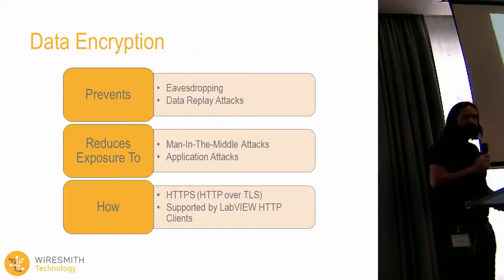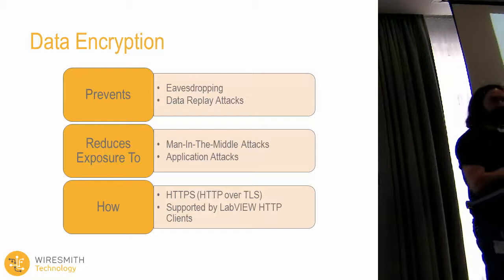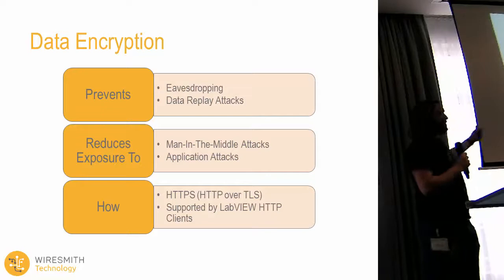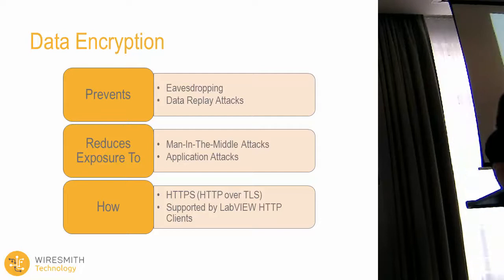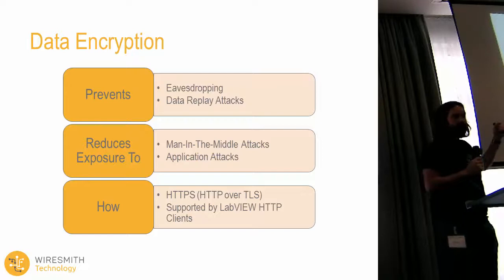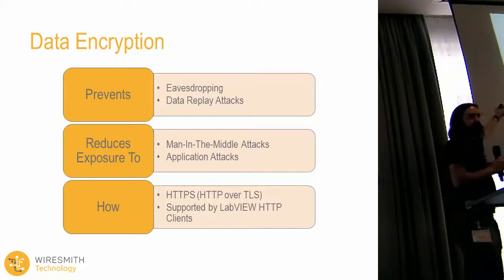So the first one is data encryption. This is something I imagine everybody has heard about. It's really all about sending data in a way that prevents two main ways that people might exploit the system. The first is eavesdropping. If you're in an internet cafe on public Wi-Fi and someone has the right equipment, they can simply listen to all of the data going back and forth between your client and your server. By encrypting the data, we make it unintelligible for them. They can't understand what that data is.